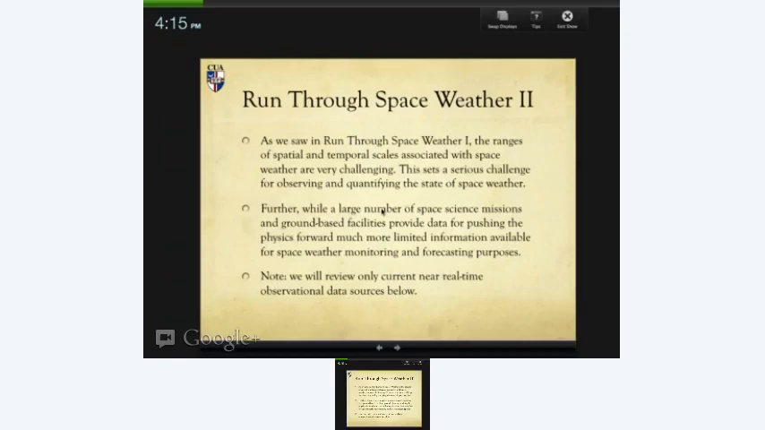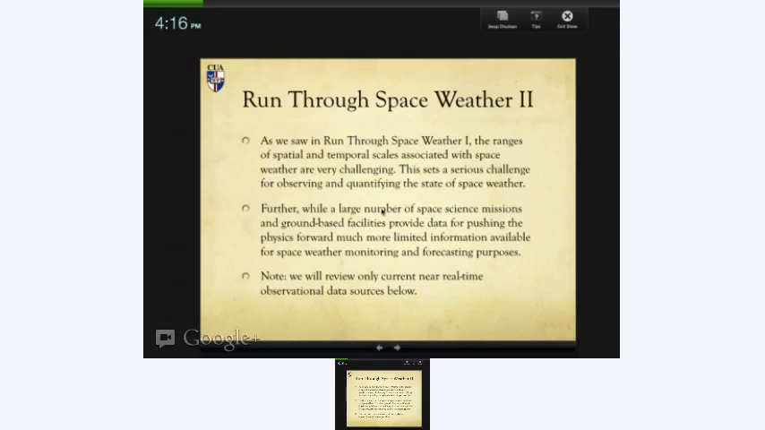Another kind of challenge that we're dealing with in space weather in a day-to-day sense is that even though we have a lot of science missions, for example, space-based missions providing a lot of information that we can use to improve our physical understanding of the system, many of these missions do not have the capability to provide real-time data on the ground. So the number of missions that provide actual usable near real-time data is much smaller than the total number of space science missions improving our understanding of the physics of the system. So that's another limitation as well.